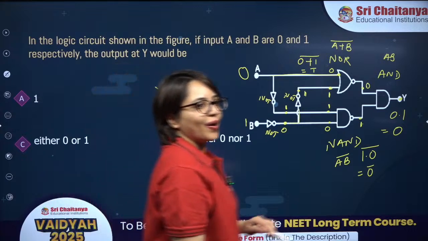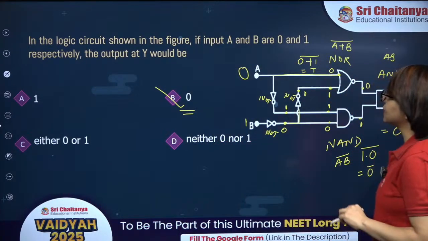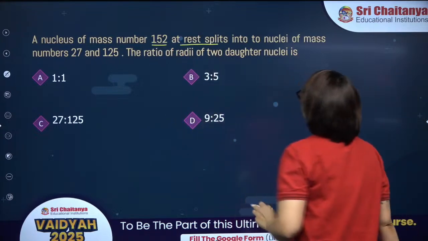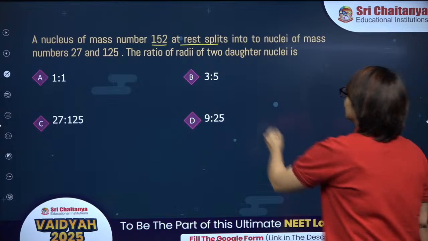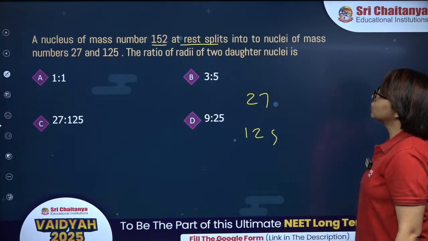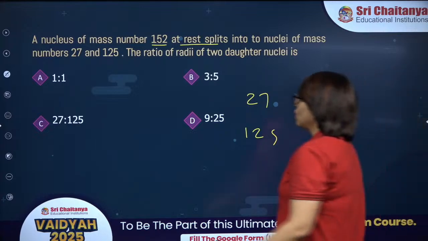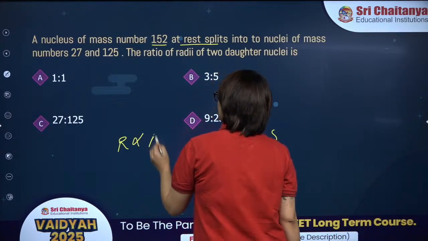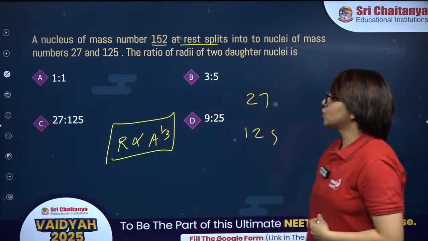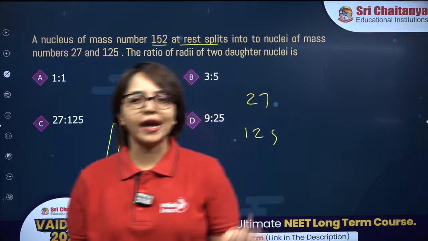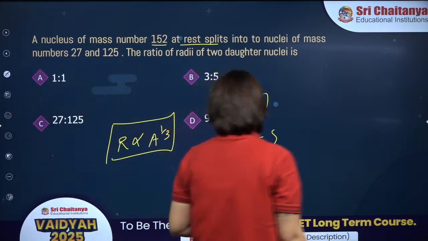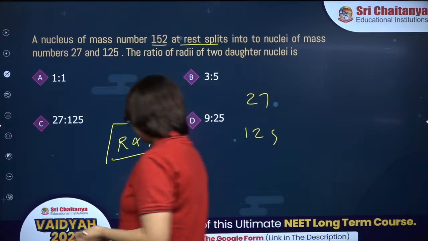Alright, chaliye. Next is this one. A nucleus of mass number 152 at rest splits into nuclei of mass 27 and 125 respectively. The ratio of radii of these two daughter nuclei is? Radius is directly proportional to A to the power 1 by 3. Apply this concept to find the ratio of radii of these two daughter nuclei. Try this one everyone.